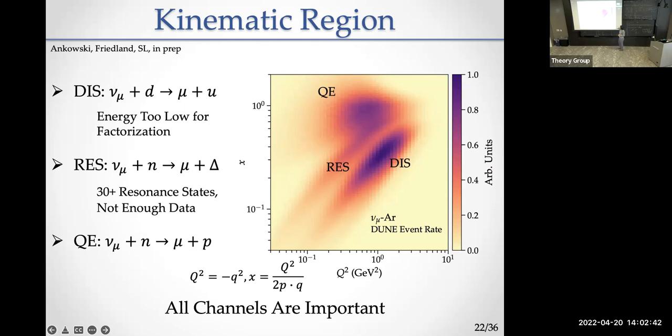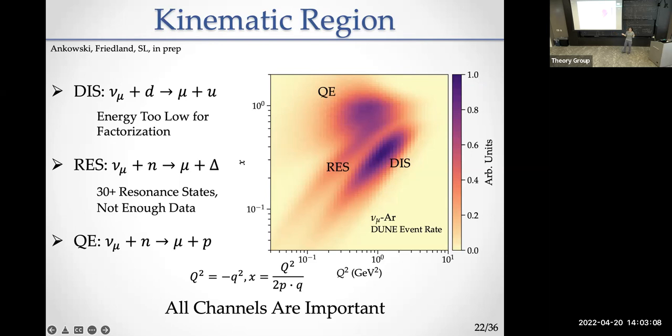And then at lower energy still, we go to resonance. Basically every diagonal stripe corresponds to one final state resonance. The difficulty here is that it's all blurred so you can't see it, but there are actually about 30 resonance states contributing. You have to treat each individual one as a separate degree of freedom. You have to measure all their form factors separately. And we just don't have that much precision data on every single resonance.